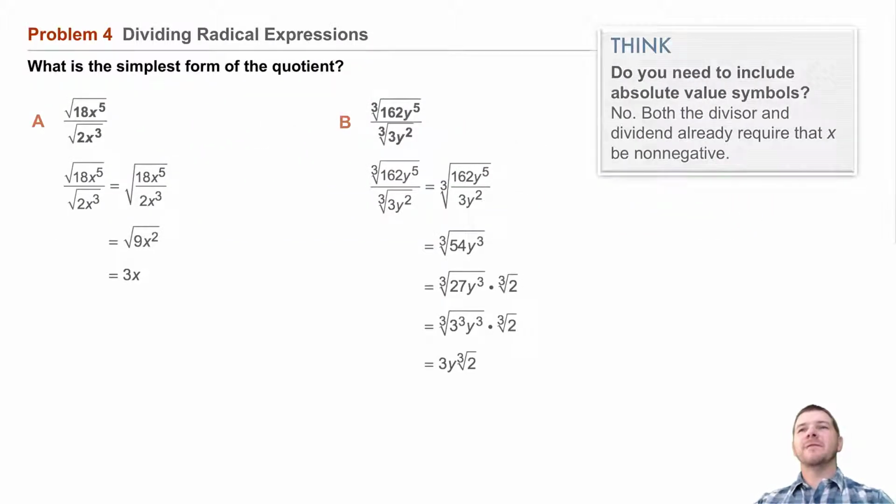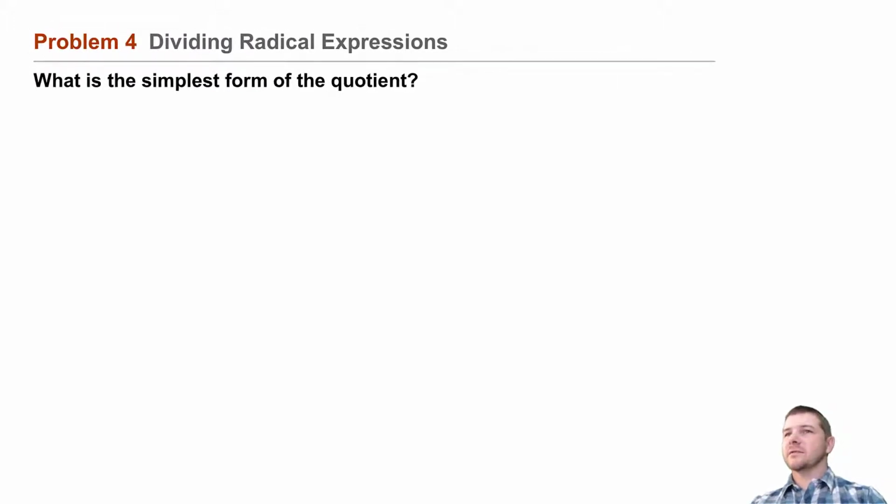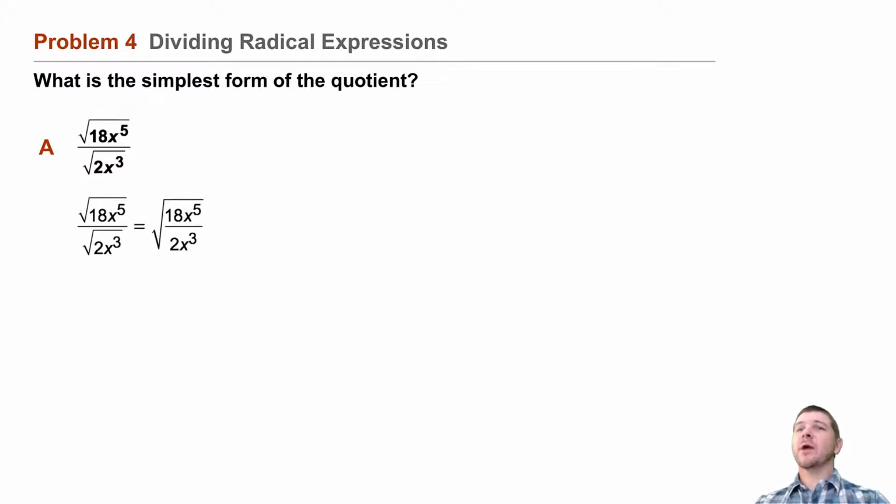Problem 4. Dividing radical expressions. What is the simplest form of the quotient? Part A, the square root of 18x to the 5th power over the square root of 2x cubed. Since the numerator and denominator have a common index of 2, we can use the property from the previous slide to rewrite this quotient as simply the square root of the quotient 18x to the 5th power over 2x cubed.